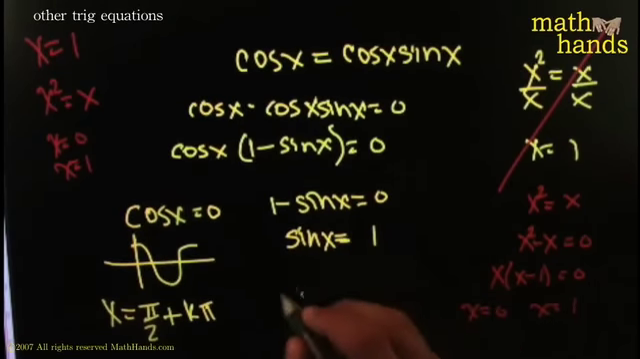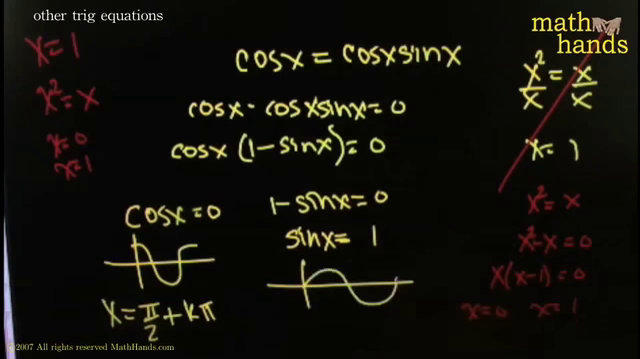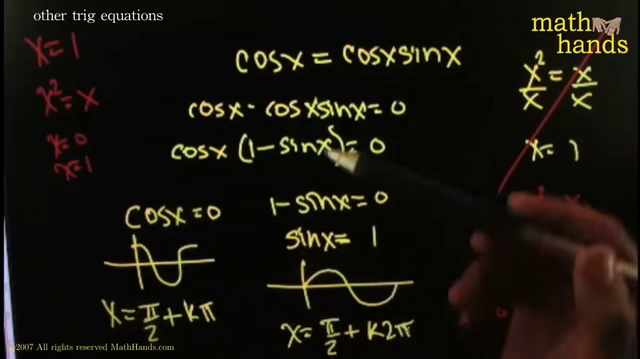So then we make a graph here. Sine x is equal to 1. Where does that happen? Well, it happens right there at 90 degrees and then at every 360. So x would be equal to pi over 2 plus multiples of 2 pi. Okay, there you are.